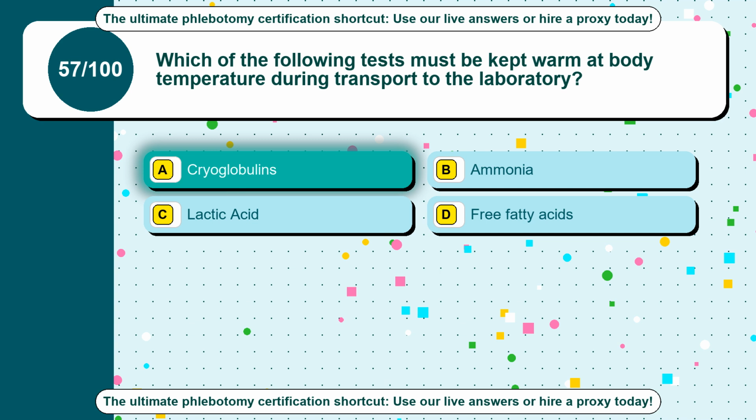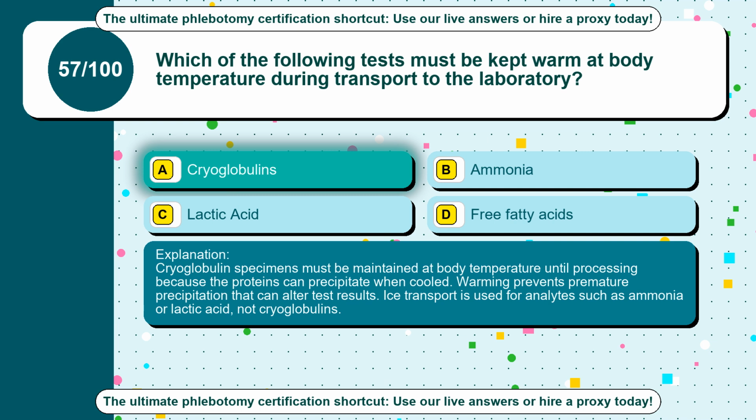Cryoglobulins. Cryoglobulin specimens must be maintained at body temperature until processing because the proteins can precipitate when cooled. Warming prevents premature precipitation that can alter test results. Ice transport is used for analytes such as ammonia or lactic acid, not cryoglobulins.